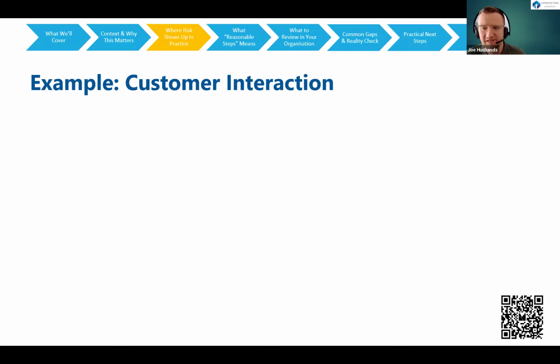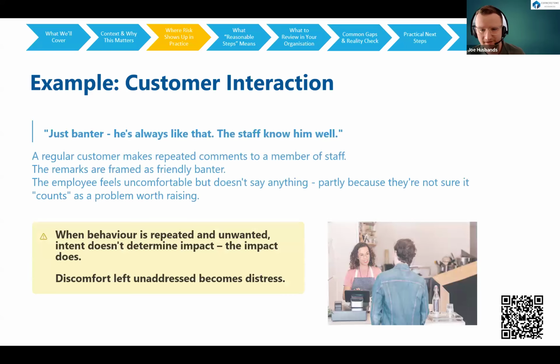So let's look at a typical example to make this practical. A regular customer makes repeated comments to a member of staff. They're framed as friendly or humorous, often described as just banter. The employee feels uncomfortable here but doesn't raise it, and part of the reason for that is the uncertainty. They ask themselves, does this count as something worth reporting? And this is where a real key principle comes in. When behavior is repeated and unwanted, it's the impact that matters, not the intent behind it.